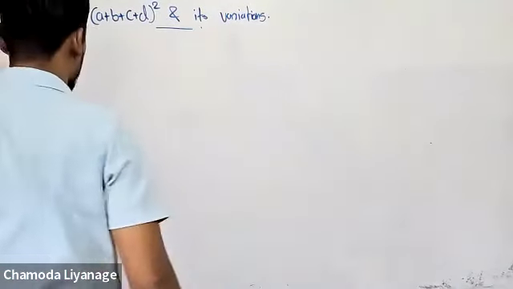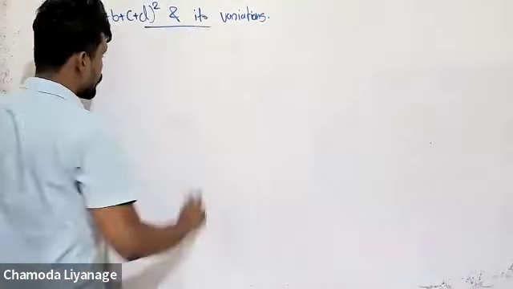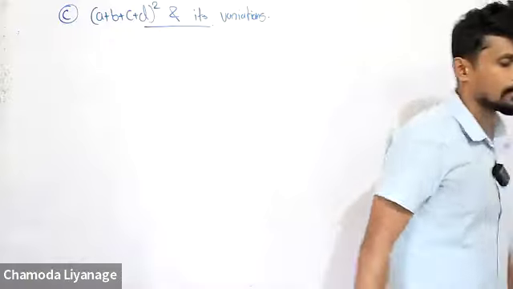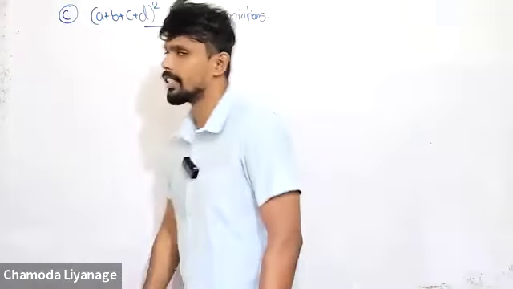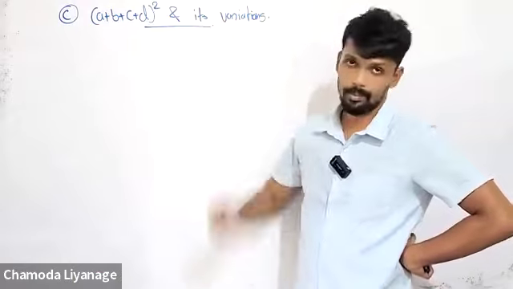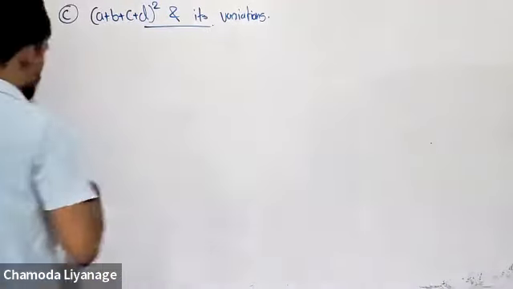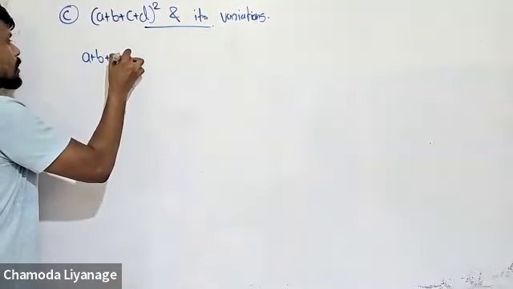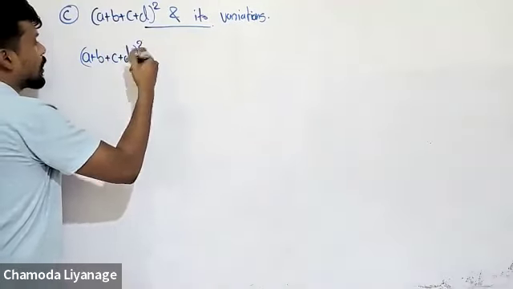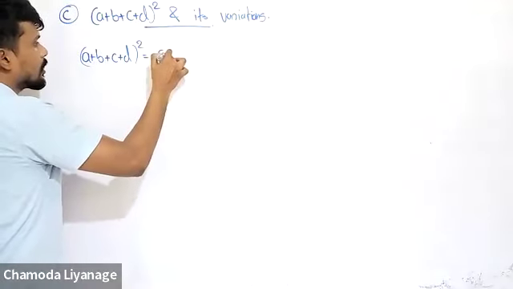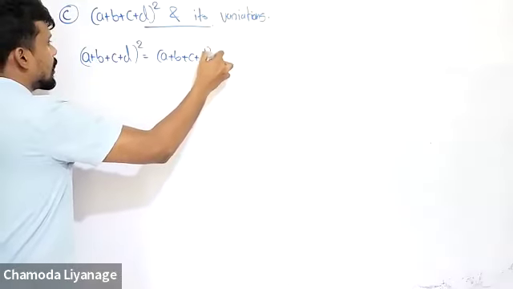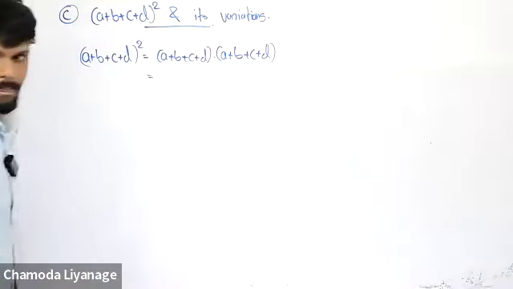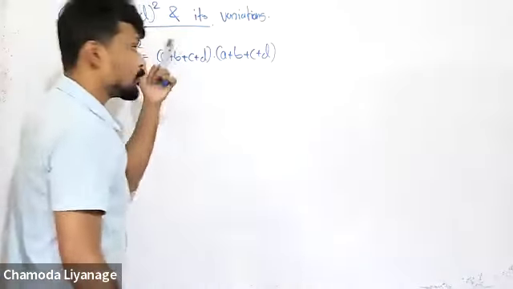And its variations. Okay, so let's first find out what the expansion of this one is. Now look at the board. a plus b plus c plus d whole thing squared. By the definition, this means (a plus b plus c plus d) into (a plus b plus c plus d), right? And now remove the brackets.